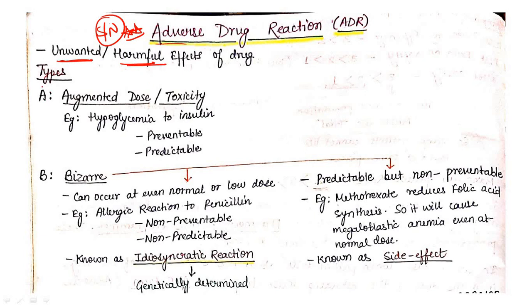Now what are the types? You have to just use a mnemonic A, B, C, D, E, and so on. So first coming to the A. A means augmented dose or toxicity.